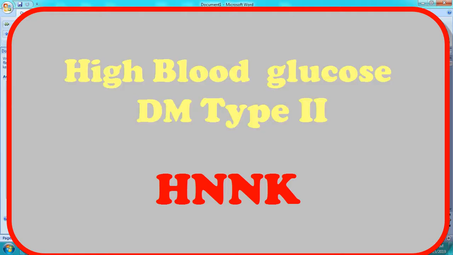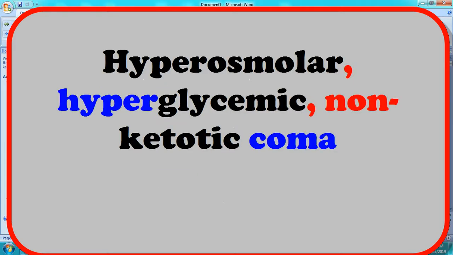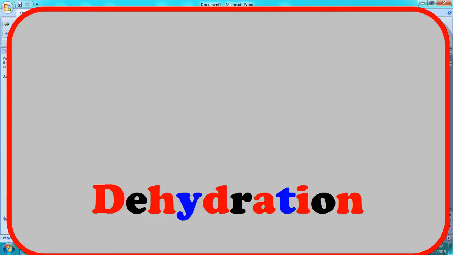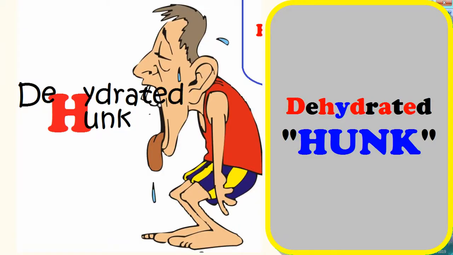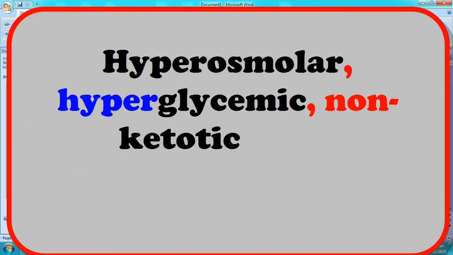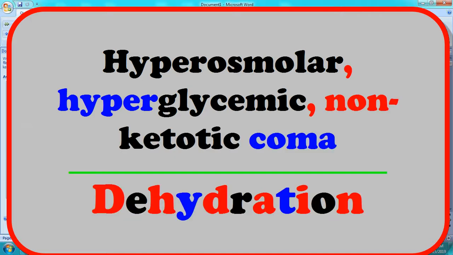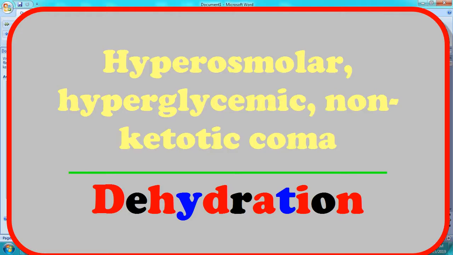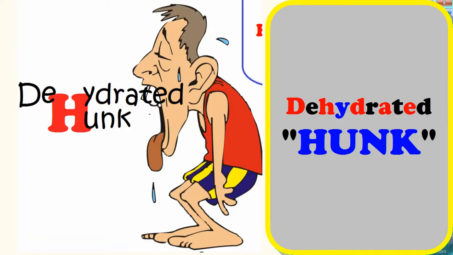Well, this is actually one of the easiest questions you can get because it is very simple to understand. This is dehydration. That's all it is. Here's my point. Wherever you see the phrase hyperosmolar, hyperglycemic, non-ketotic coma, you can pull that out and plug in what word? Dehydration. Answer that question, you will get it right 100% of the time.